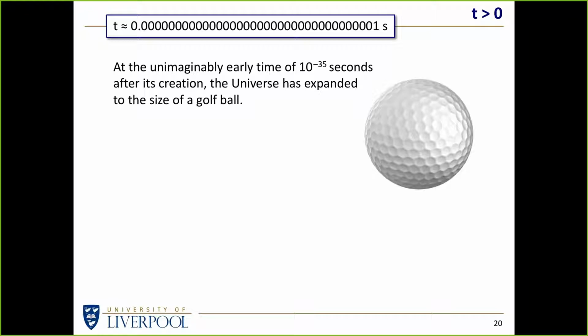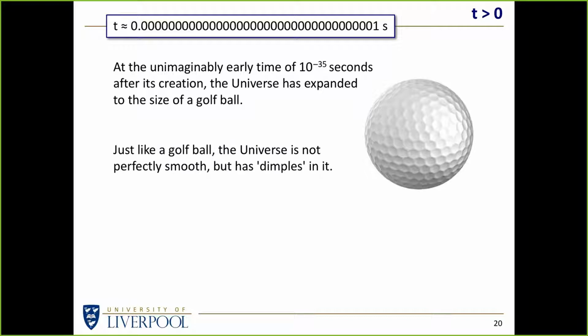So we don't know if the universe was any bigger than that, so we're just at the moment talking about how close were all of the bits of the universe that are currently inside the observable universe. So the universe expanded from apparently nothing to the size of a golf ball in that particular time. And just like a golf ball, the universe at that point was not perfectly smooth. It had little dimples in it.